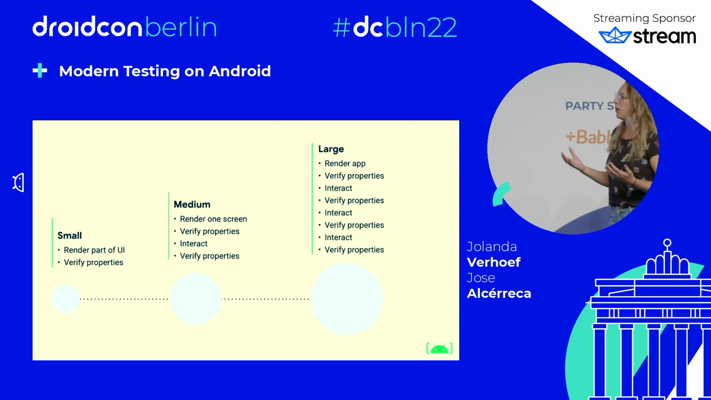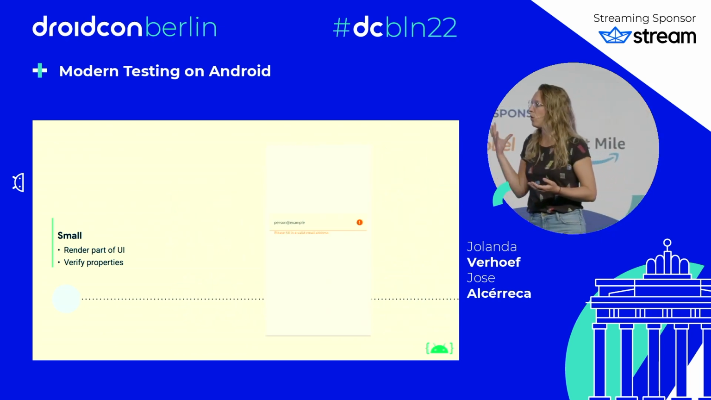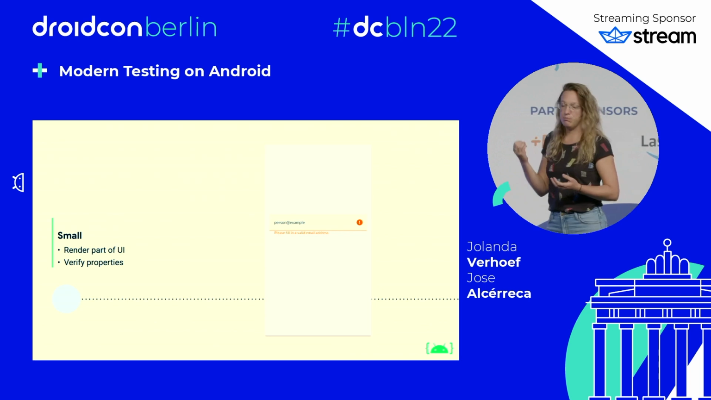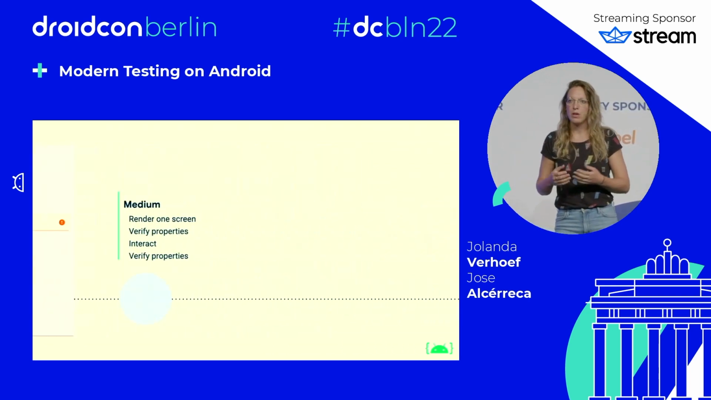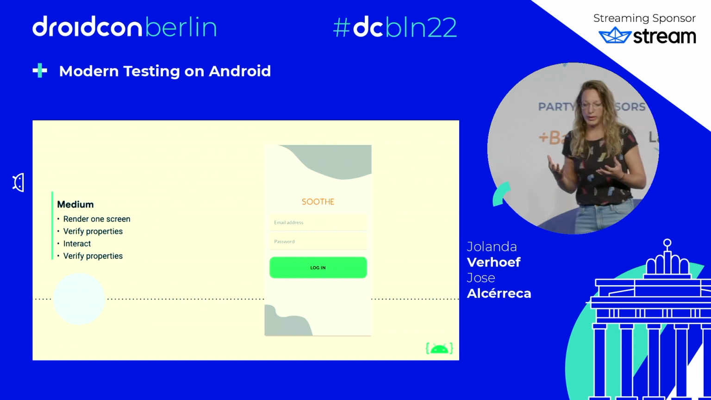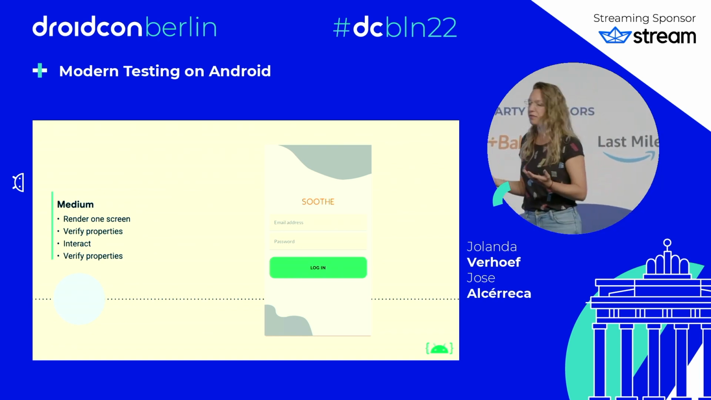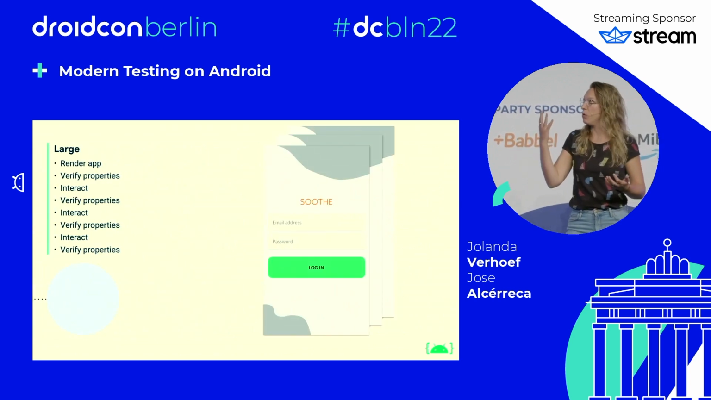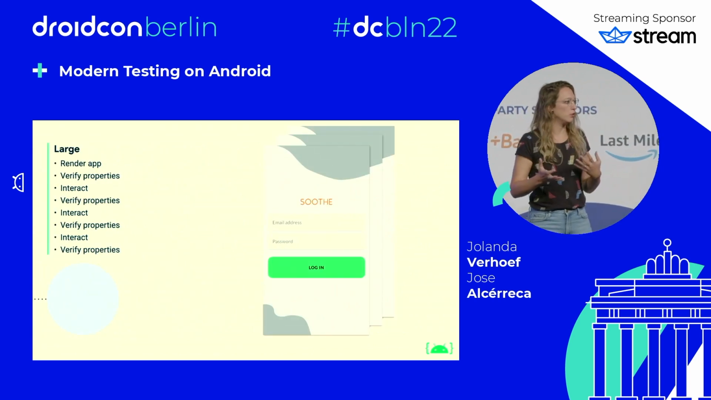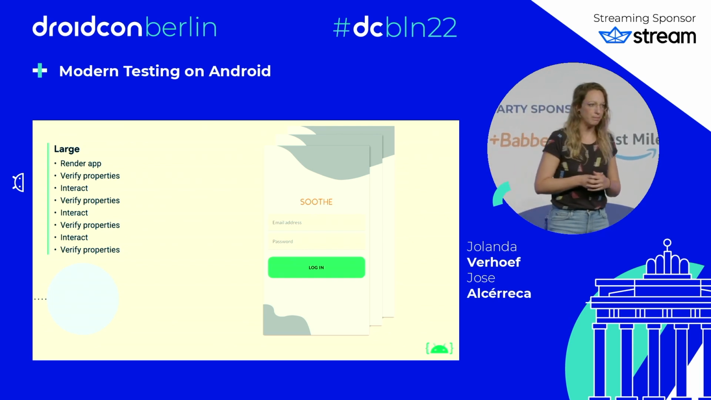So let's show this with a couple of examples. In the small scope test, we could just render one text field that we have, pass it an error, and verify that that error shows up correctly. The medium scope test could start the whole login screen, fill in an email address, press the button, and verify that an error is being shown. And the large one could open up the whole app, fill in a valid email address, password, click the login button, and continue going throughout the whole app.